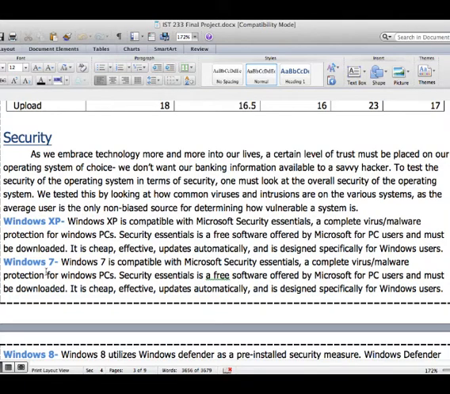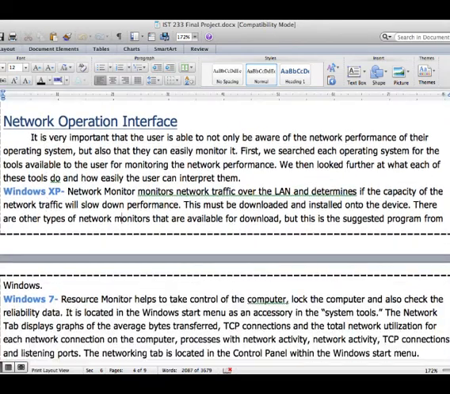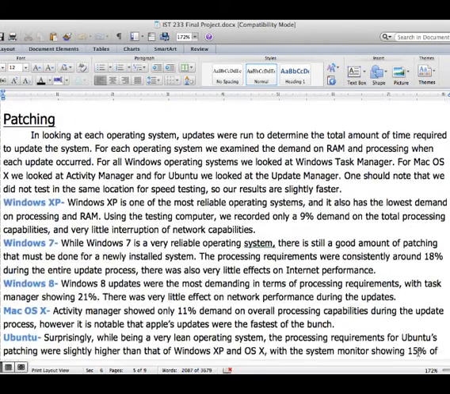In testing the quality of service of the operating systems, we studied the settings of each operating system and based our data on what they could provide their users with and how manageable they are to use. When testing the network operation interface, we searched for what tools were made available to users to monitor their network's performance. When testing patching, we ran updates to determine the total amount of time required to update the system. We also examined the demand on the RAM and processing when these updates occurred.